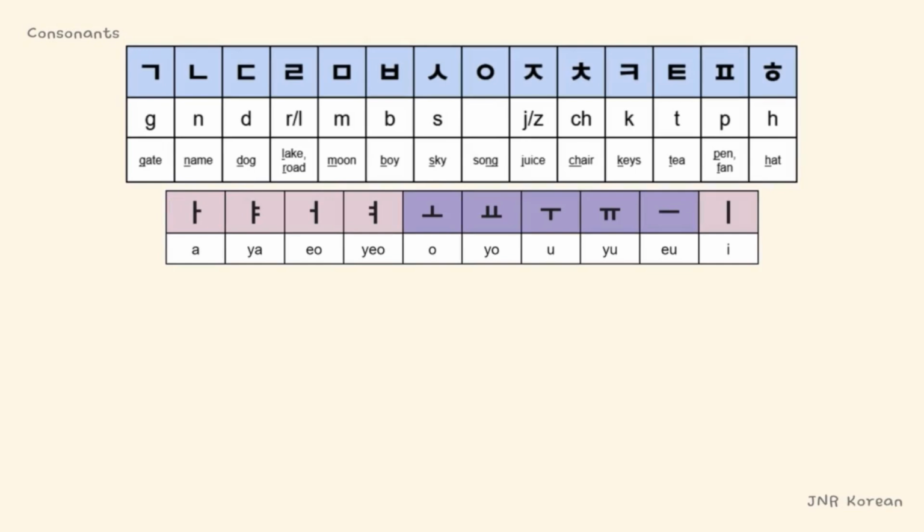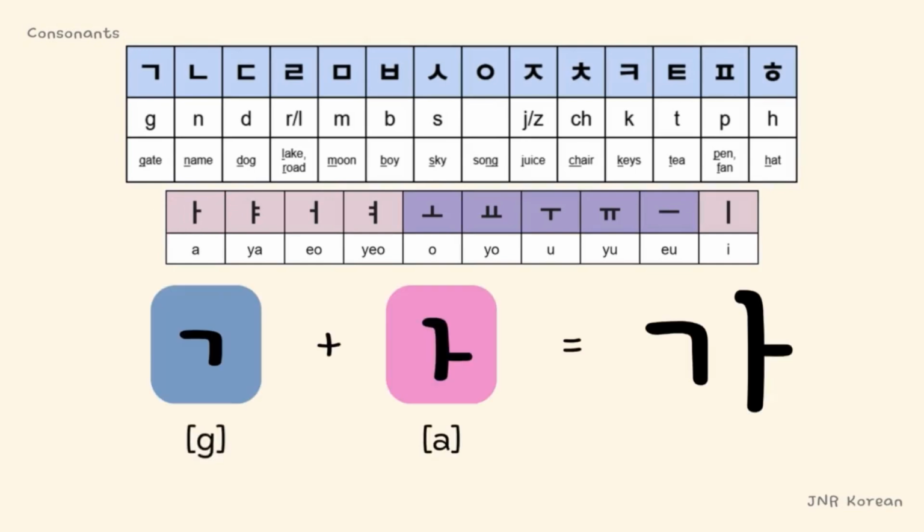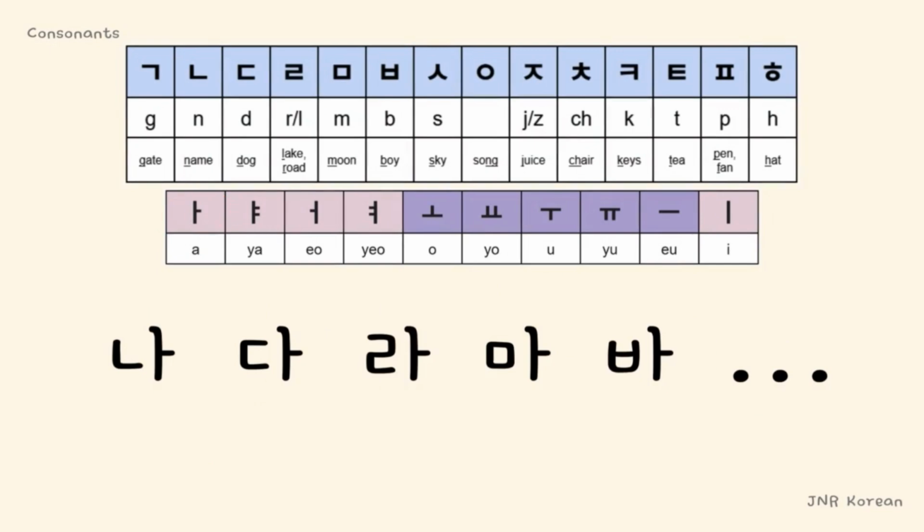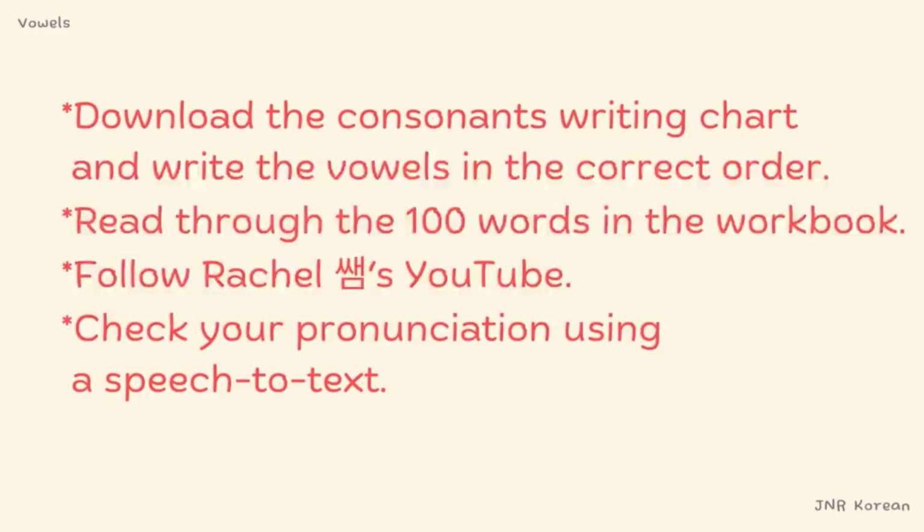Now let's read the consonants we just learned by combining them with the vowel ㅏ. If we add the vowel ㅏ to the consonant 기역, we get the letter 가. 기역 and ㅏ makes 가. Let's read them by adding 니은, 디귿, 리을, 미음 in the same way. Now, download the consonant writing chart and write the consonants in the correct order several times. It will be more effective if you say each consonant sound out loud.